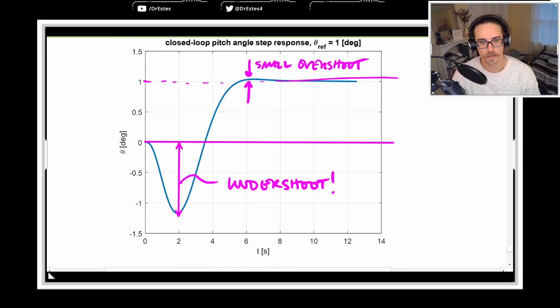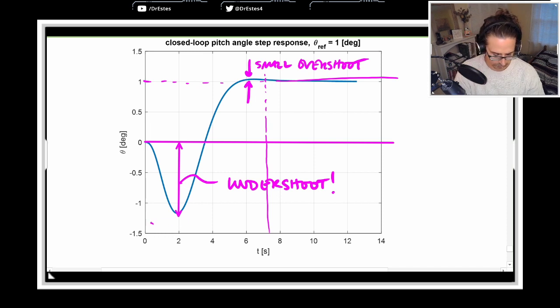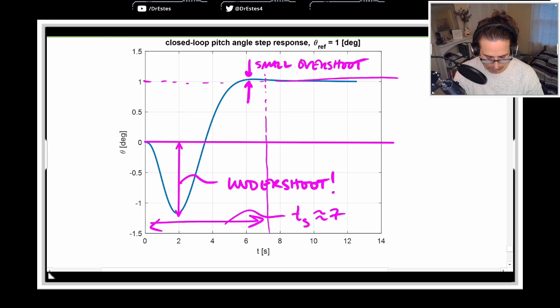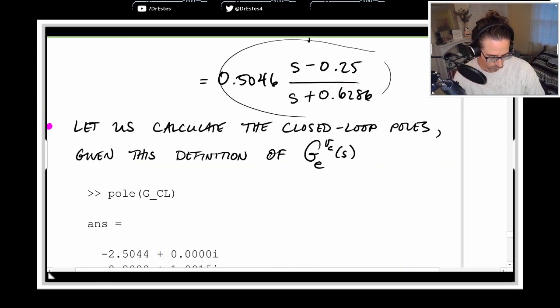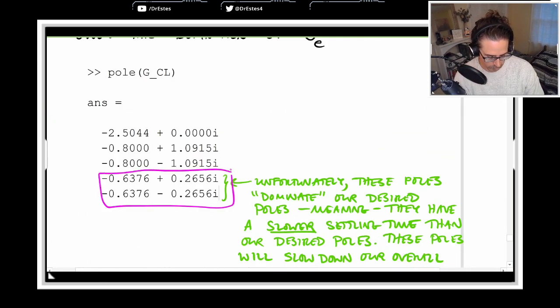And the system settling time, to when it gets within plus or minus 2% of the final value, I don't know, just visually it looks like around 7 seconds. But remember, I wanted 5 seconds. Why is this slower than what I wanted? Because of these nasty dominant closed loop poles that I didn't even want.